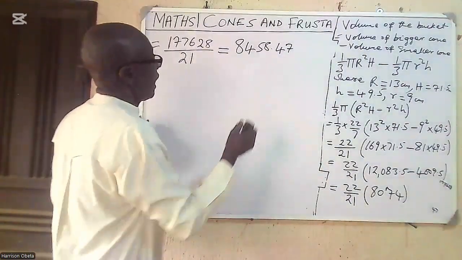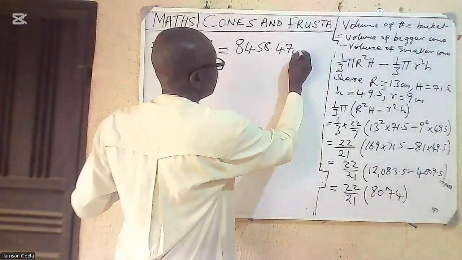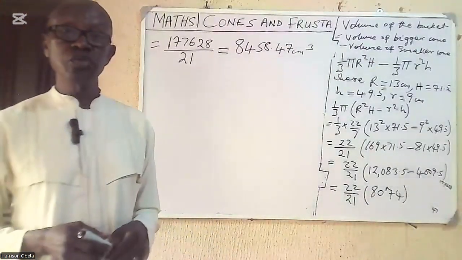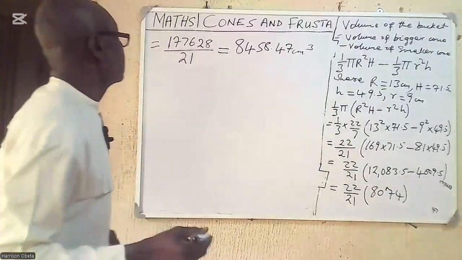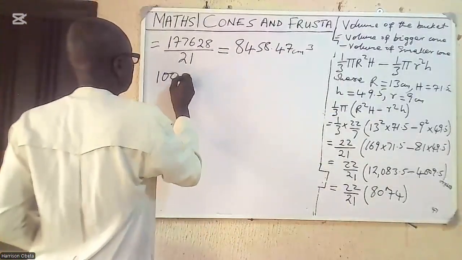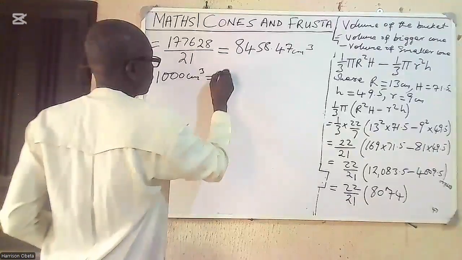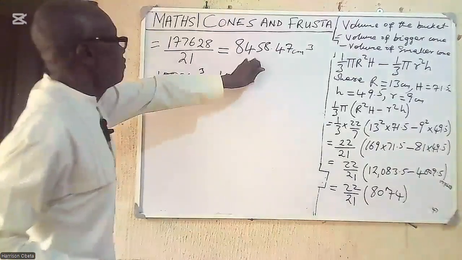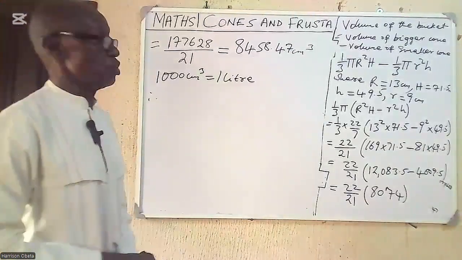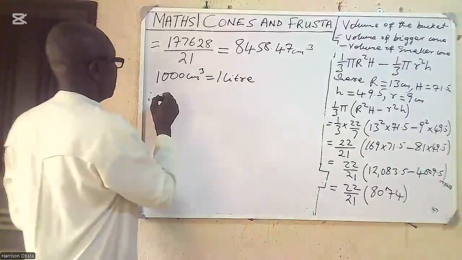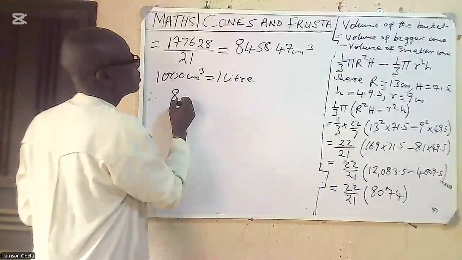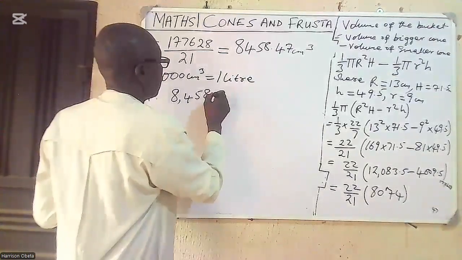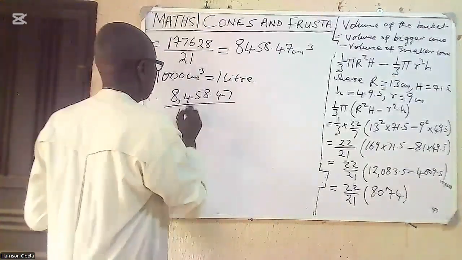So, this is in cubic centimeters, but we are looking for the volume in liters. So 1000 cubic centimeters equal 1 liter. Therefore, we have to divide this by 1000 so that we convert the answer to liters. And that is 8458.47 divided by 1,000.